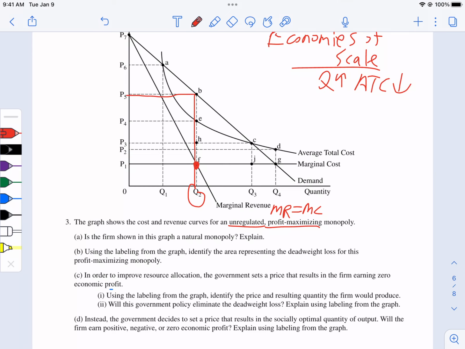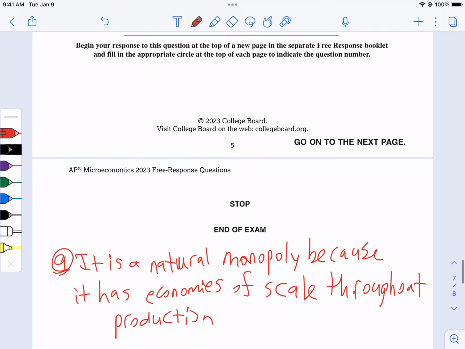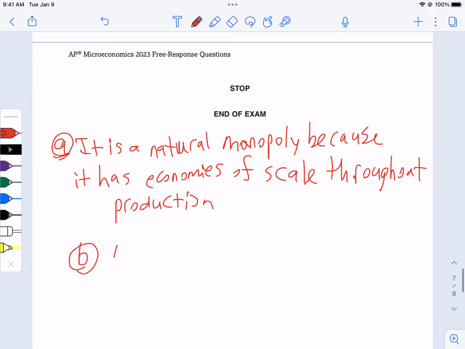Well, the deadweight loss is wherever you're not at price equals MC. And price equals MC happens right here. So the deadweight loss is going to be everything below demand and above the marginal cost. So that's going to be this entire area right here, this big triangle. And as you can see here, that's going to be F, B, G. So the area representing deadweight loss is F, B, G.